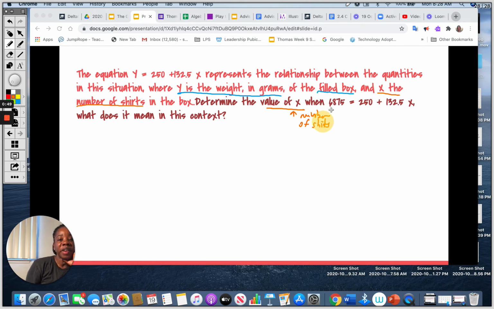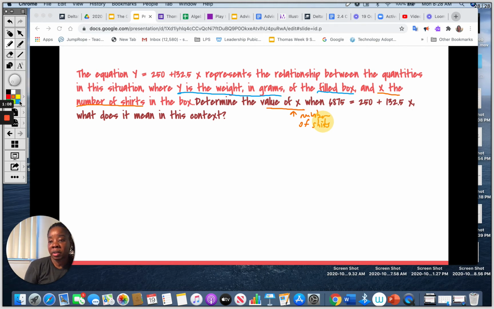We're asked to determine the value of x, and remember, x represents the number of shirts. So they want us to find the number of shirts when the weight in the box is 6,875. So when 6,875 is equal to 250 plus 132.5x, we're to find what x is in this context.